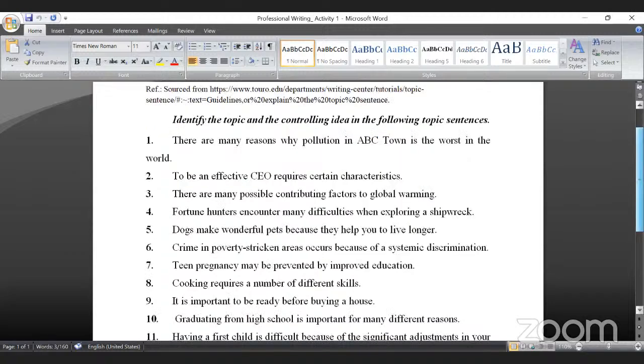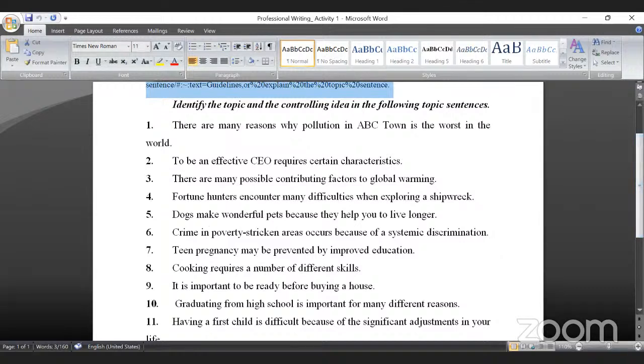We're going to identify, based on what we discussed in the last class, topic and controlling idea. Your task is to look at each of these sentences and decide what the topic is and what the controlling idea is. This is very basic to writing a paragraph. I'll do the first one for you, and you can see how it is done for the rest. So: there are many reasons why pollution in ABC town is the worst in the world.